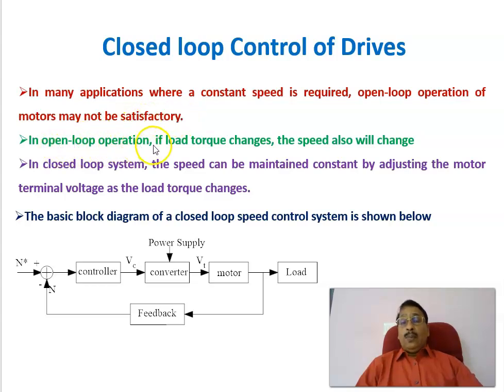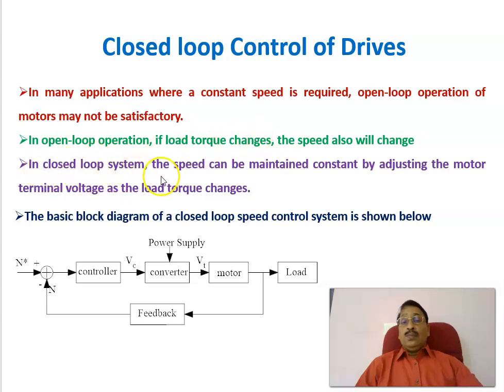In open loop operation, if the load torque changes, the speed also will be changing. That is, if you are changing the load torque, then the speed gets changed, if it is an open loop control system.